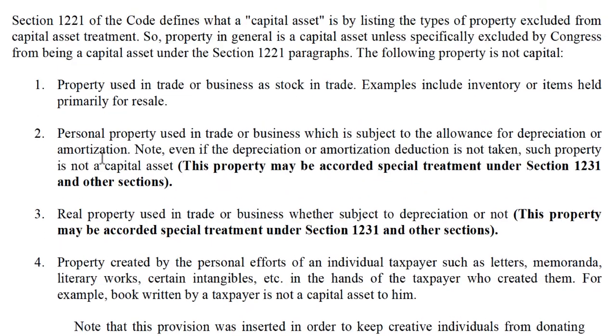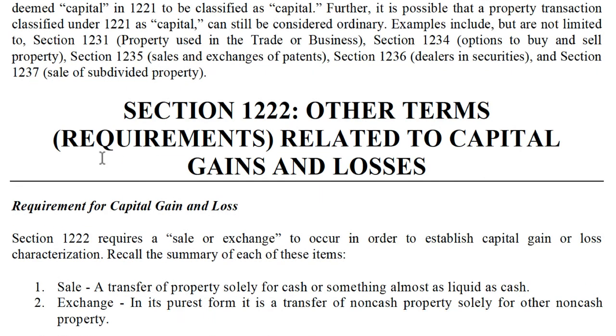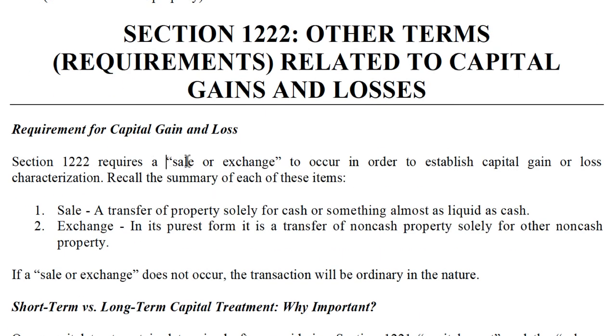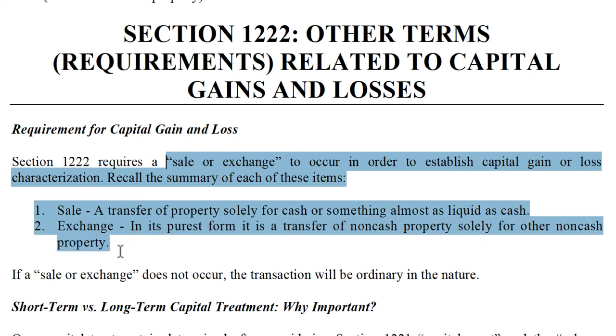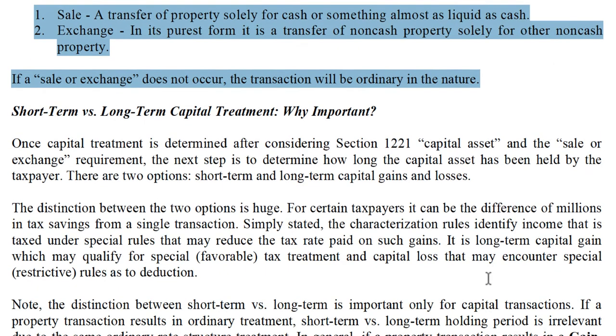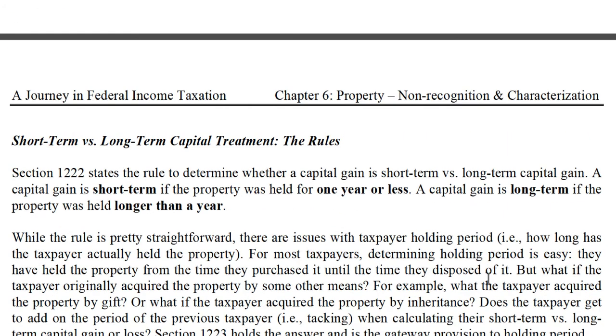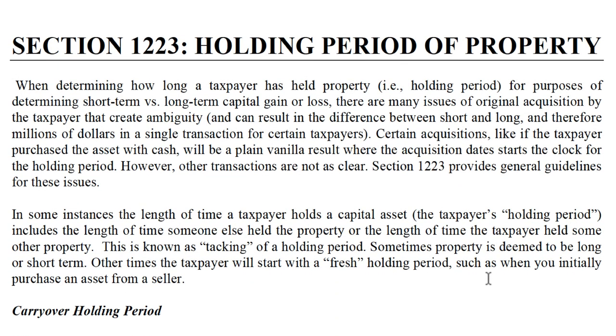So if you have a capital asset under Section 1221, the next step is you need to determine whether you have a sale or exchange. If you have a sale or exchange, then you can get sale or exchange treatment, and that will potentially give you capital gain treatment. If you don't have a sale or exchange, you can't get the preferential capital gain treatment. It will just be ordinary in nature. So, short-term versus long-term. Long-term is when you hold it for longer than a year. Short-term is a year or less. Holding period is Section 1223.